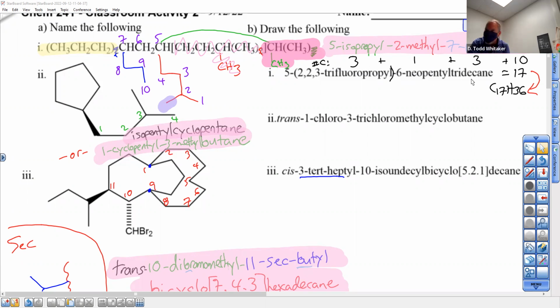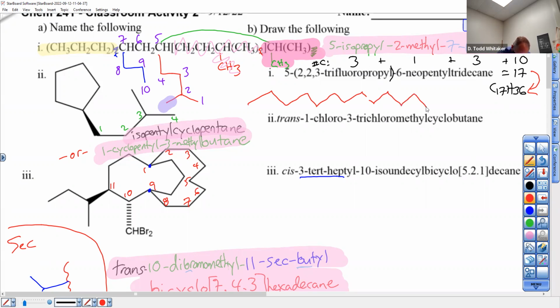So we're going to draw tridecane first, 13 carbons. 2, 4, 6, 8, 10, 12, 13. Why that line interrupted, I don't know. Now it looks terrible. There we go. Not too bad. Let's go left to right this time. So 1, 2, 3, 4, 5, and 6. See that? I only put numbers where I need them.